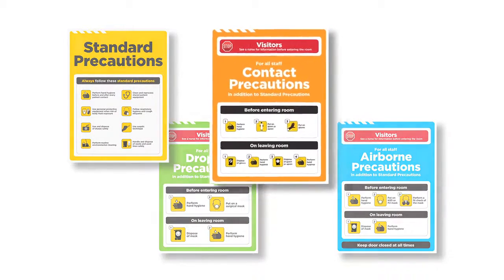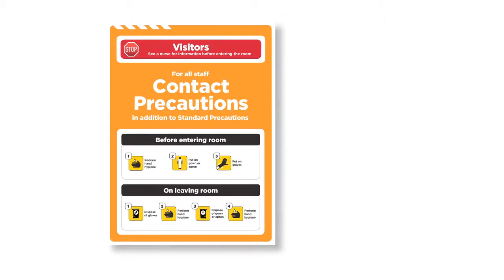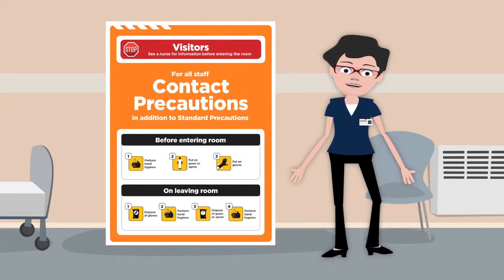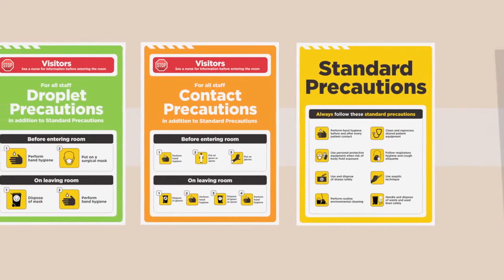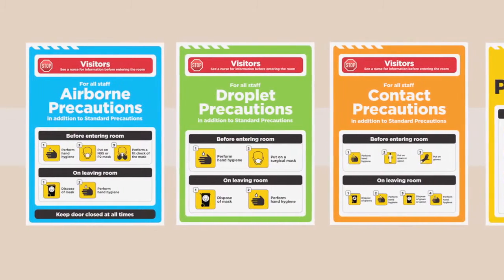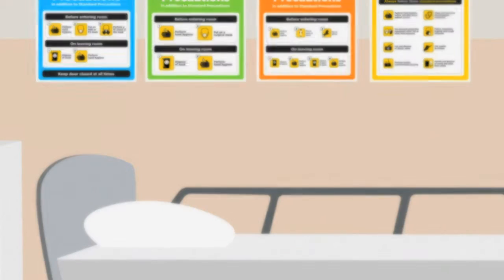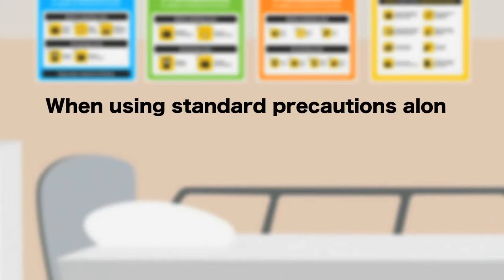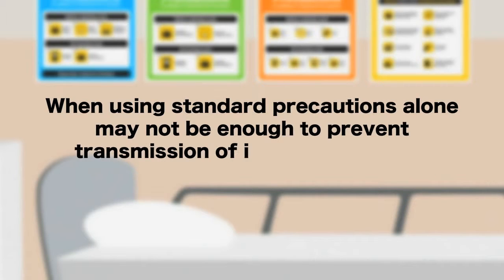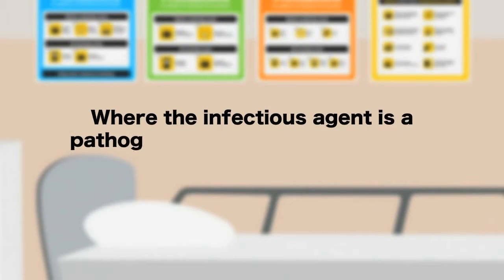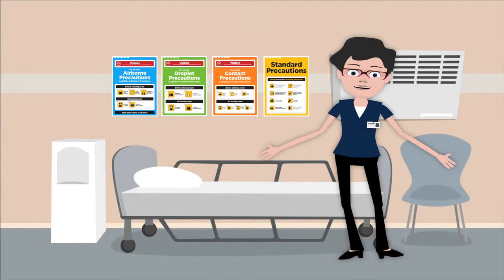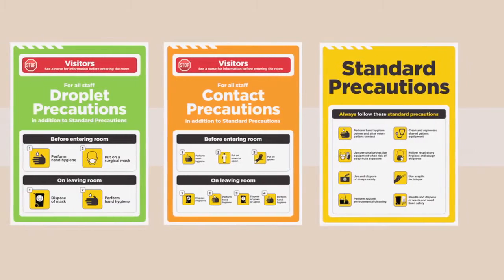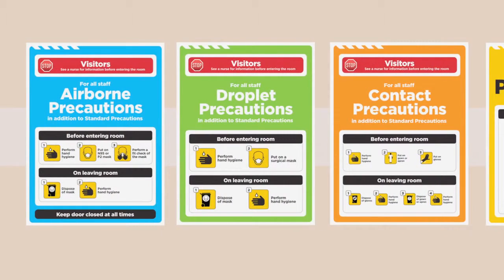This video will show you how to correctly use the required personal protective equipment when using transmission-based contact precautions. Transmission-based precautions are used in addition to standard precautions in two situations. The first is when using standard precautions alone may not be enough to prevent transmission of infectious agents. The second is where the infectious agent is a pathogen of concern in healthcare. There are three main types of transmission-based precautions: contact, droplet, and airborne precautions.